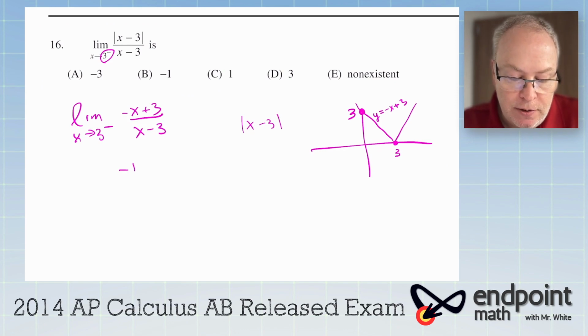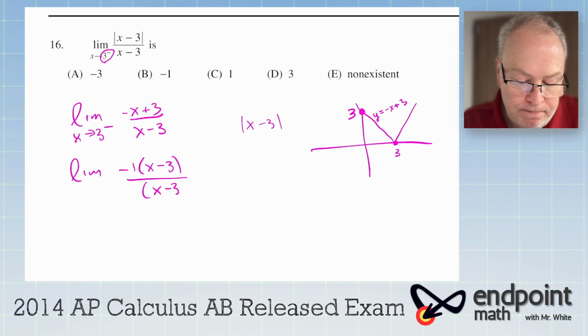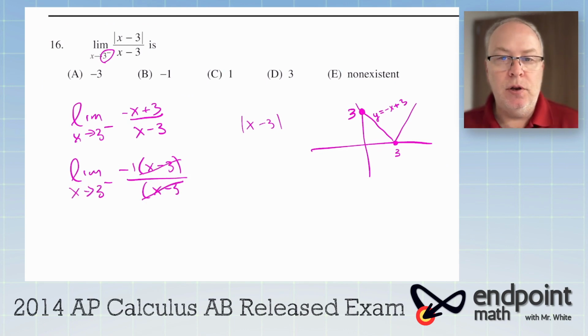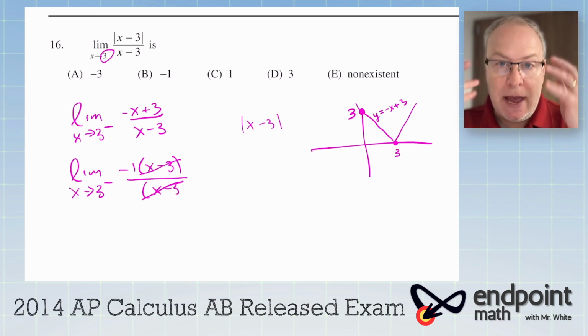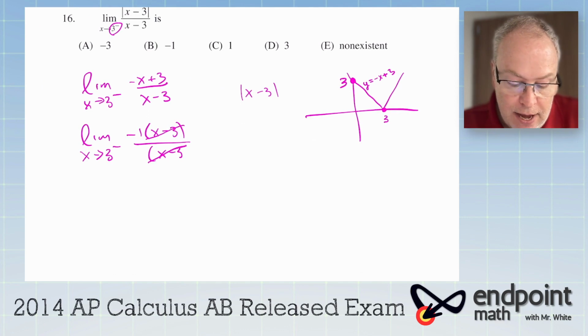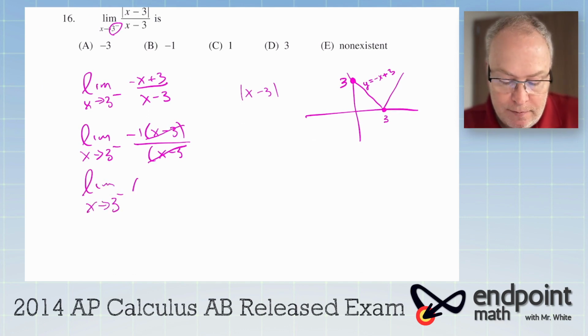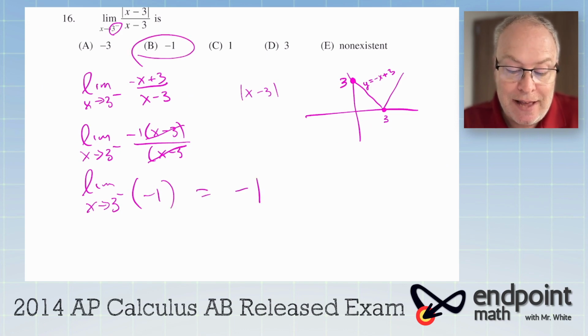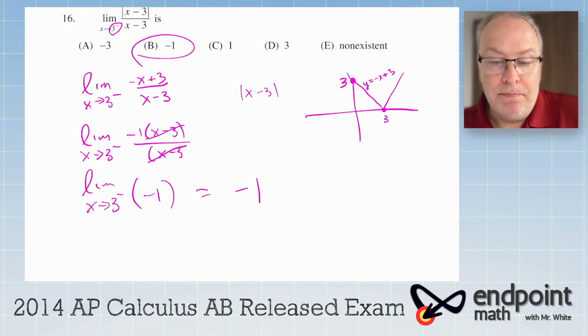I then factor negative 1 out of the top, and I get x minus 3. X minus 3 was already on the bottom. These cancel. Remember, you can always do algebra magic, algebra canceling and manipulation on limits. So now we have the limit as x goes to 3 coming from the left of a constant, which is just the constant. So that's the answer, letter B.